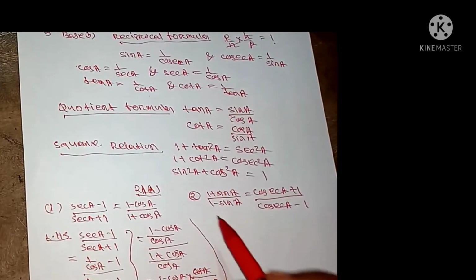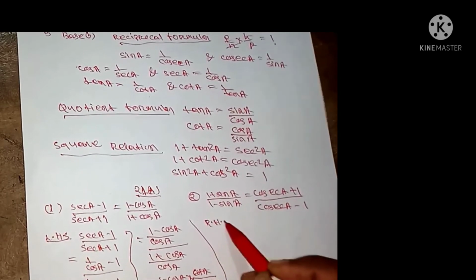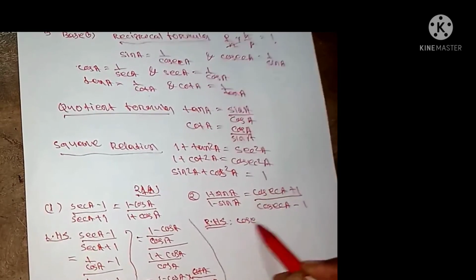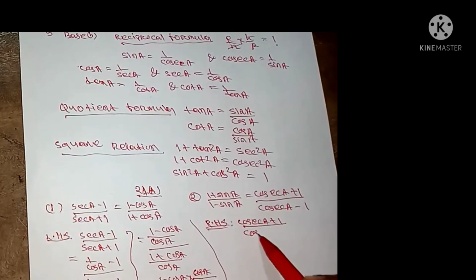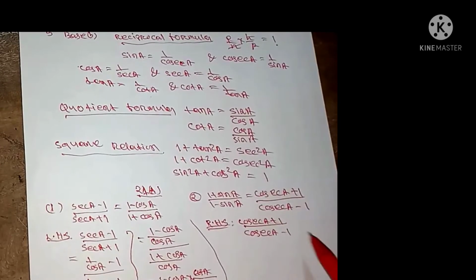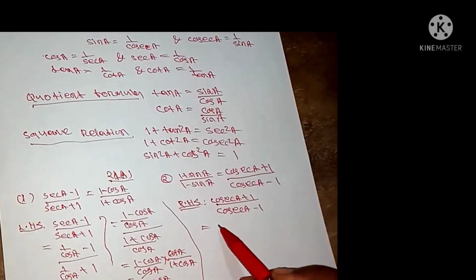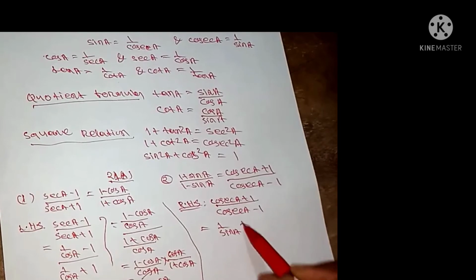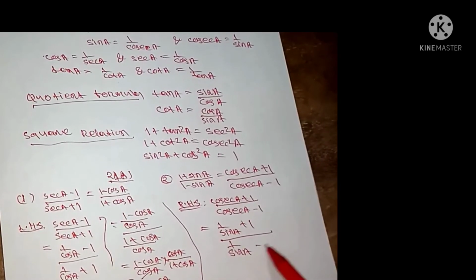Number 2, start from RHS. Cosec A plus 1 by cosec A minus 1. Write the cosec A in the reciprocal form, 1 by sin A plus 1 by 1 by sin A minus 1.